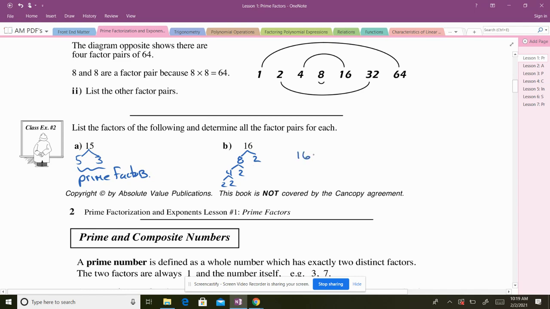So we can say that 16 is the same as, and you look at the last number in each branch, 2 times 2 times 2 times 2. Or what could you write? 2 to the power of 4. So 16 is the same as 2 times 2 times 2 times 2, or 2 to the power of 4.